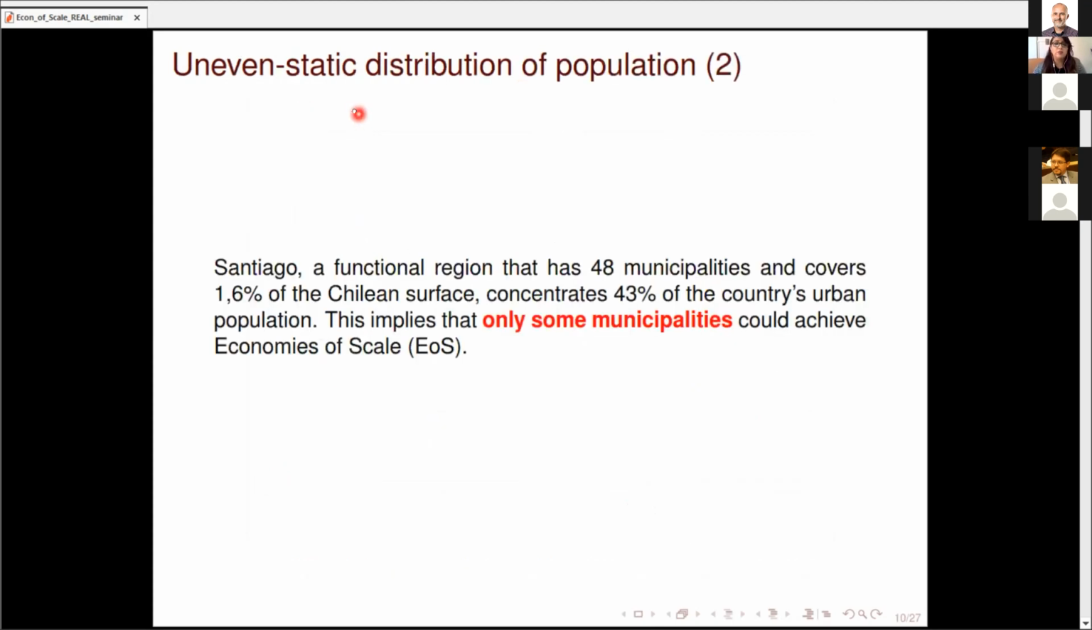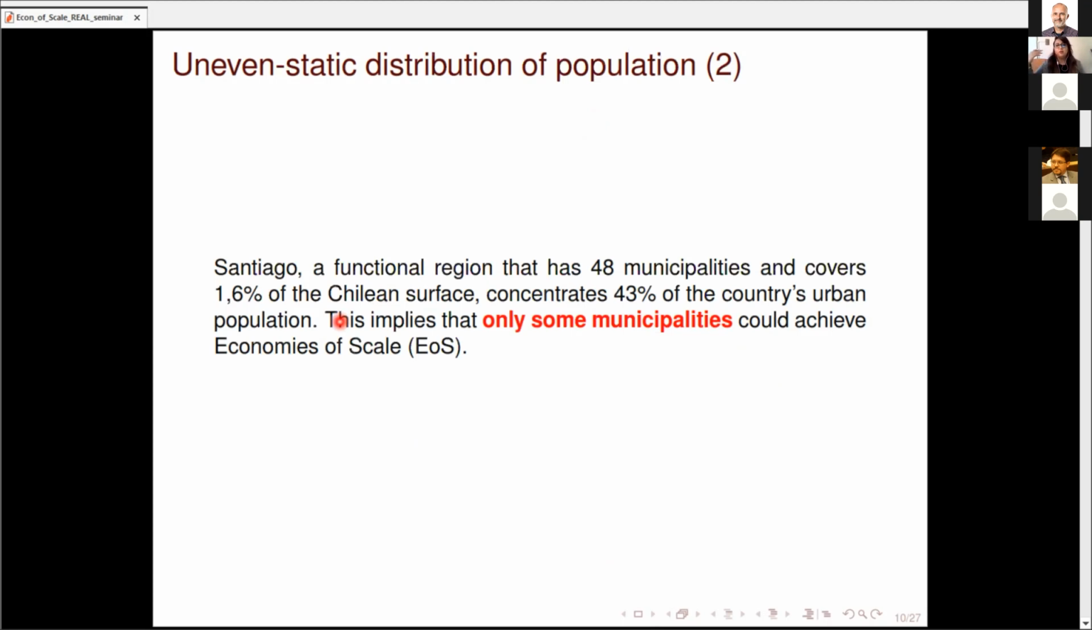The second aspect to take into consideration is that Chile has an uneven and static distribution of population. As an example, Santiago, which is a functional region that has 48 municipalities and covers only 1.6% of the Chilean surface, concentrates around 43%, almost half of the country's urban population. And in Chile, this population distribution is also influenced by the extreme geographical environments of the country.